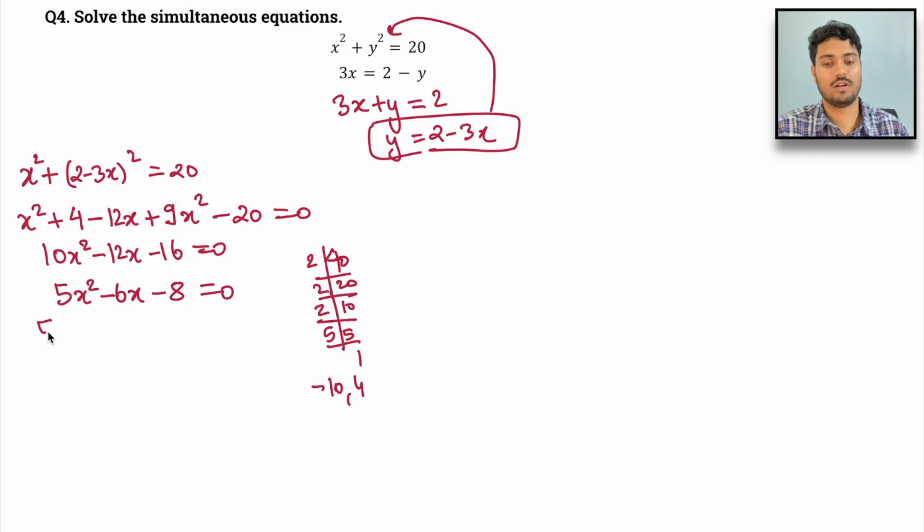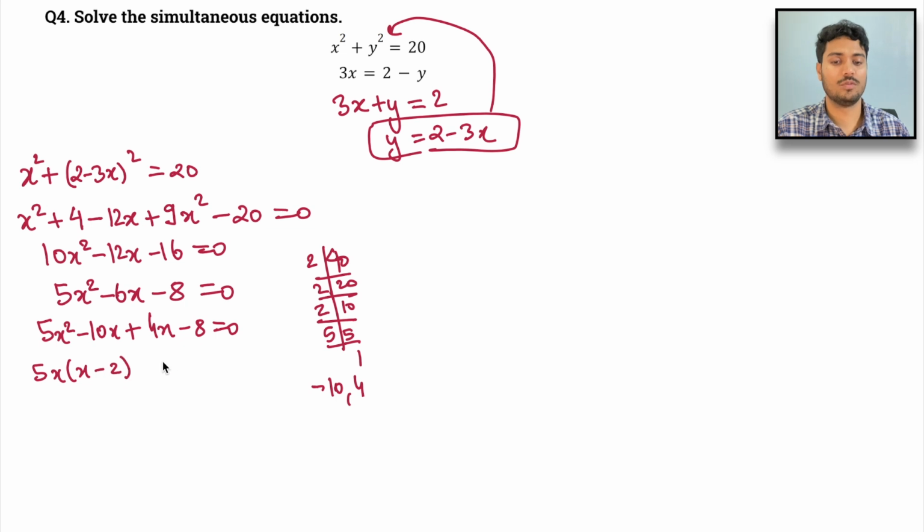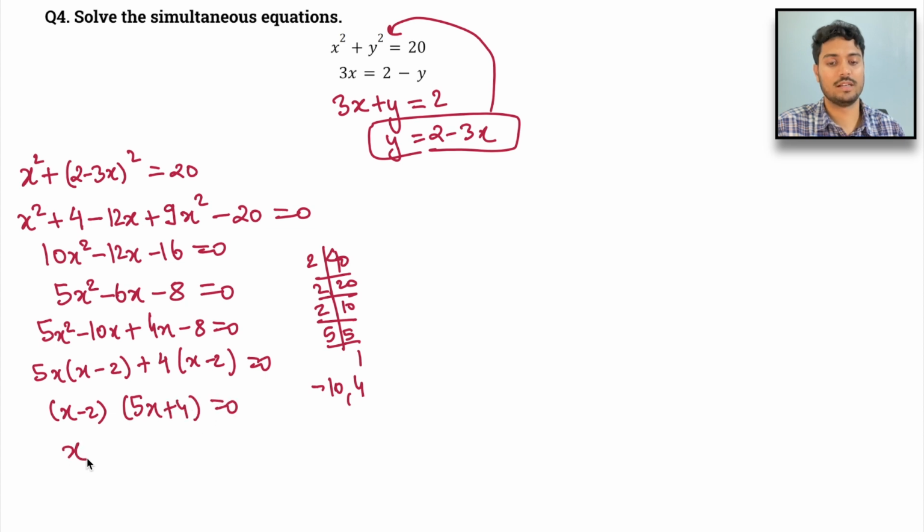So we can write 5x square minus 10x plus 4x minus 8 equals to 0. From here we can take 5x common and we can write x minus 2. From here we can take 4 common and we can write x minus 2 equals to 0. So from here we will get x minus 2 as a factor, and another factor is 5x plus 4 equals to 0. That's how x is equals to 2 and another x is equals to minus 4 by 5. So these are the two values of x.